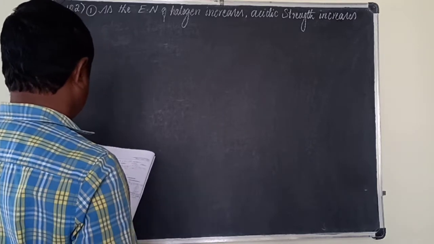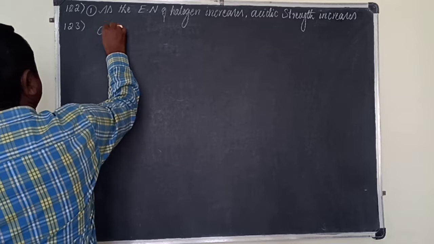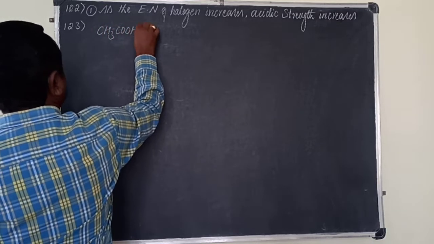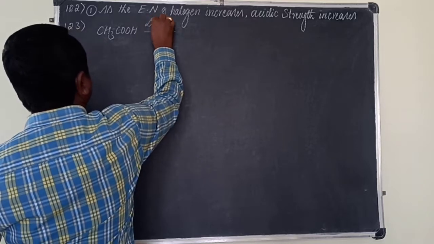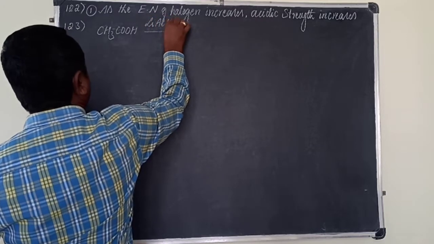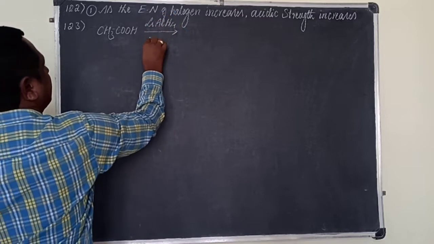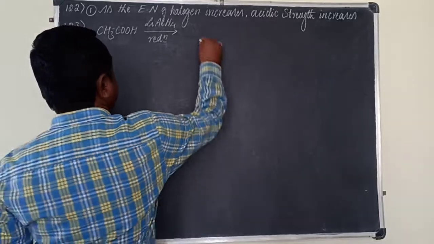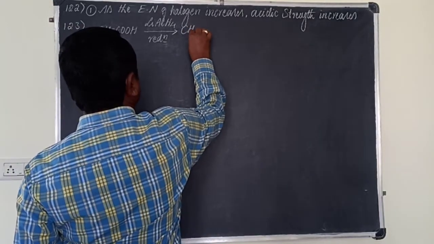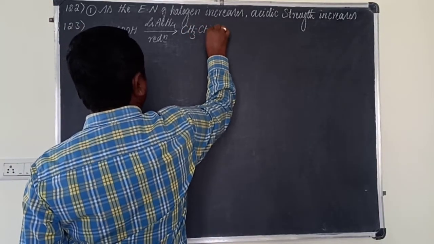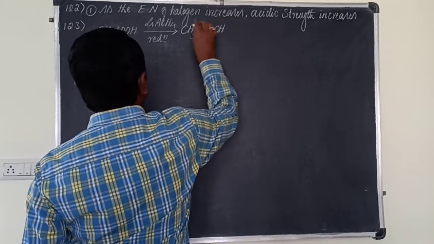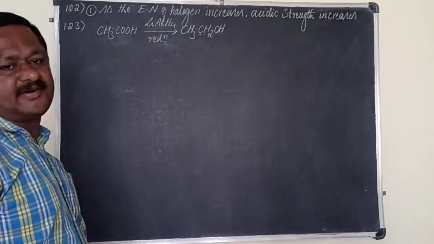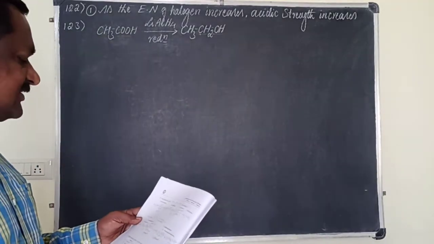In the reaction, acetic acid reacts with lithium aluminium hydride, the reducing agent. How is the acetic acid reduced? Carboxylic acid reduction gives primary alcohol, in this case ethanol. Yes, carboxylic acid is reduced to ethanol. So this is A.